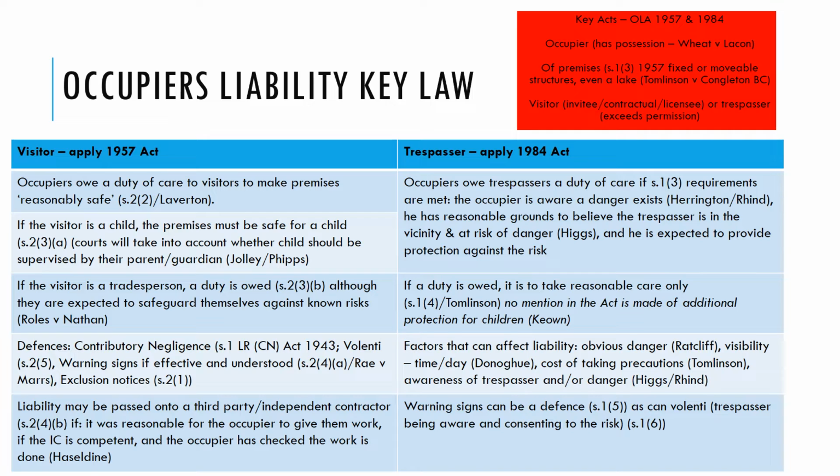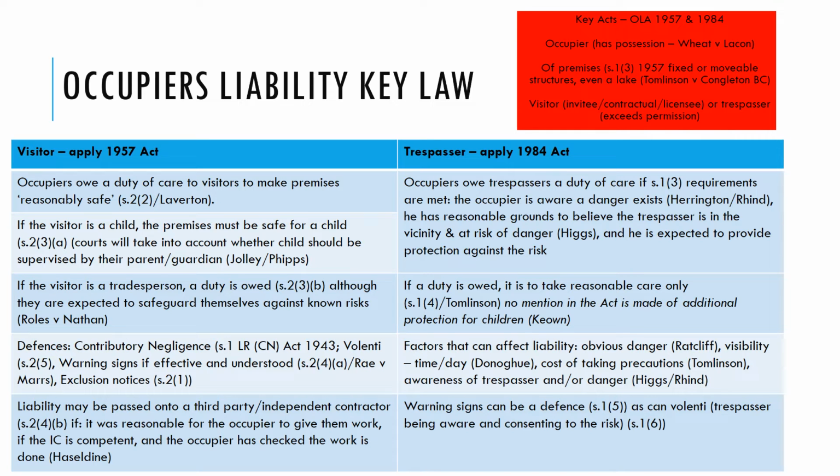If it's established that a duty is owed, it is only to take reasonable care. So the occupier is not expected to spend loads of money, for example, in preventing these risks of harm. That would really depend on the facts. No mention in the Act is made of any additional protection for children, so the reasonable care is the same for adults and children.